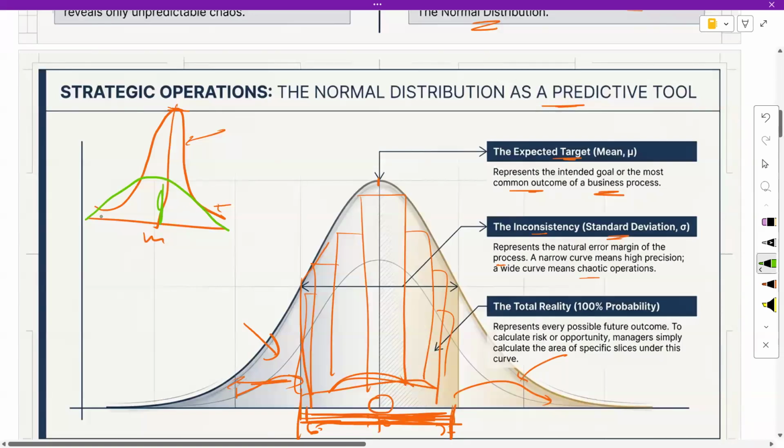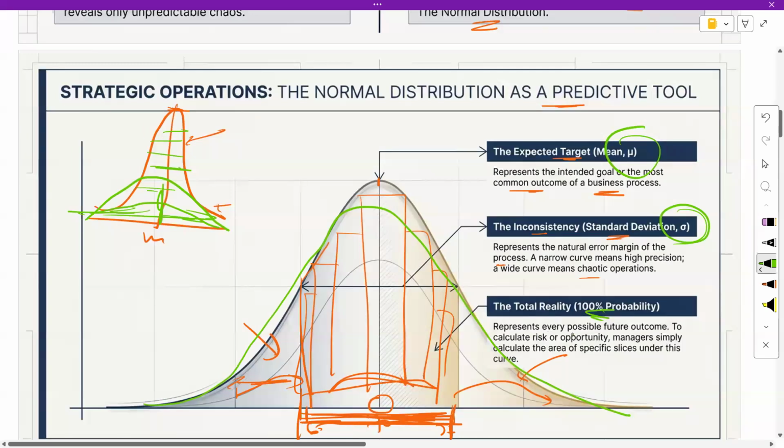Here the mean is the same, but it varies much, and it's very wide. So wider means more variation, narrow means low variation. That variation, measured using the standard form, is standard deviation. The center point is the mean. The total area under this curve is 100%.